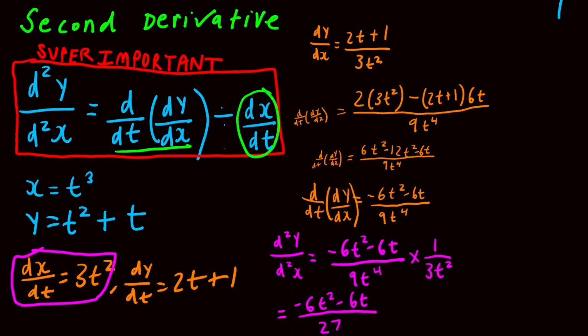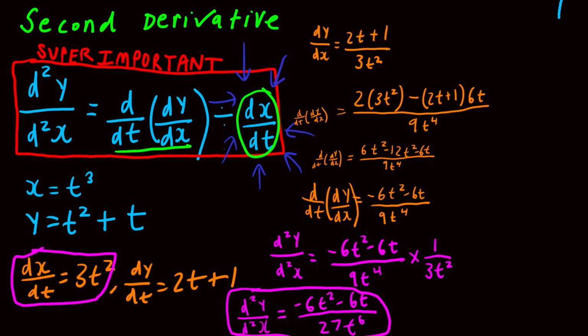We could factor this if we wanted to. It's not necessary, but that is our final answer. That is the second derivative. Let me circle it right there. Boom. It's a little bit more complicated than taking regular second derivatives, but it's not terrible. Remember, this is the most important thing that so many students miss out on: just remember, divide by dx/dt.